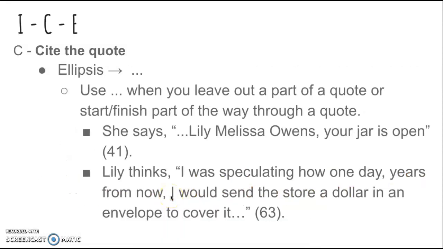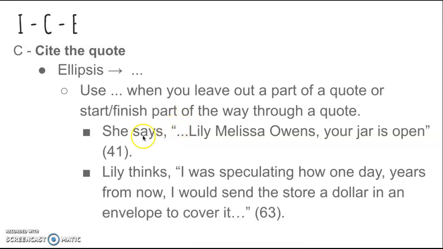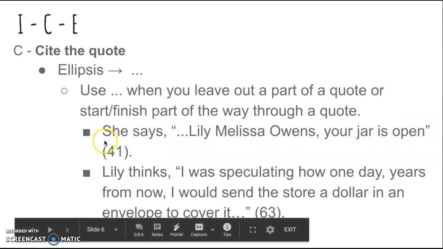All right, still continuing with citing a quote, you can use ellipses. If you don't know what an ellipses or an ellipsis is, it is the dot, dot, dot. You can use dot, dot, dot, or ellipses, when you leave out a part of a quote, or if you start or finish a quote part of the way through. So you could say there's a lot more to this quote before "Lily Melissa Owens," but you don't need that beginning part. You could just say, she says, and then open quotations, dot, dot, dot, "Lily Melissa Owens, your jar is open," close quotations, parentheses, page number, parentheses, period.